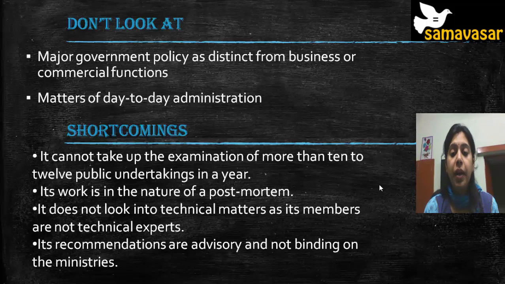It cannot take up the examination of more than 10 to 12 public undertakings in a year. So this is similar to the previous committee again. It's just looking at 10 to 12 public undertakings, and the next year it will rotate and go to the other 10 to 12. Again, its work is in the nature of a post-mortem. So once the committee has spent all this money or has conducted the business for the year, it just examines the reports and the CAG report on it and gives its recommendations post facto.